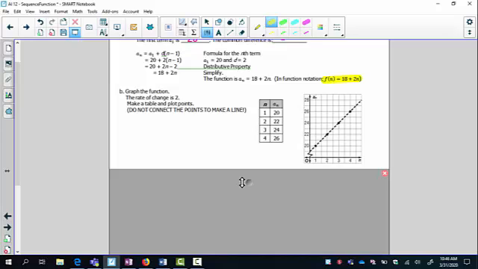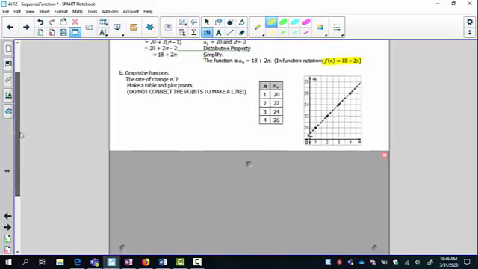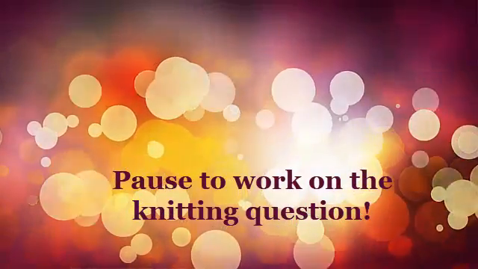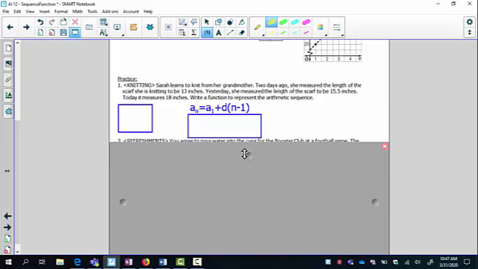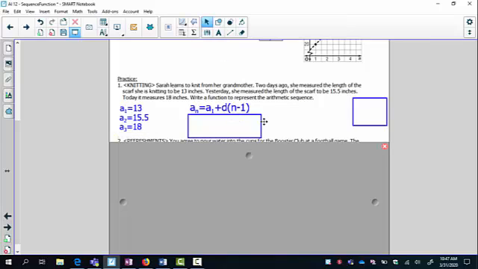Okay, so take a look at the first practice question. Pause here and come back and we'll go over it. All right, in this case, good for you, Sarah. She's learning to knit, and the scarf she's knitting starts at 13 inches. Today it measures 18 inches. Yesterday it was 15.5. So if I think about that, my common difference is going to be 2.5, and when I simplify that, I get 2.5n plus 10.5.